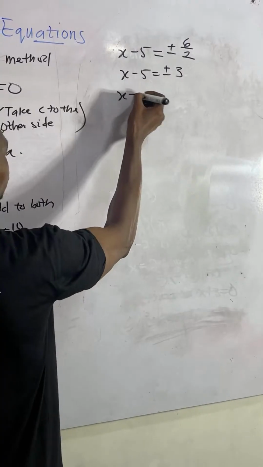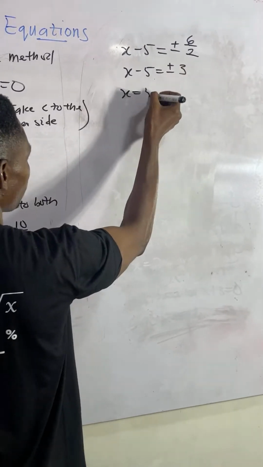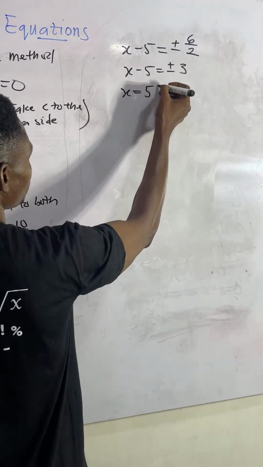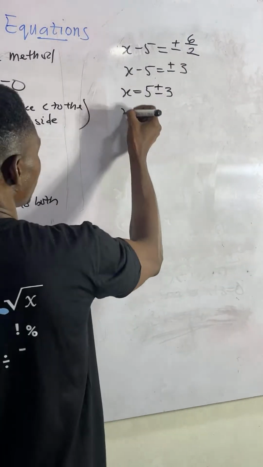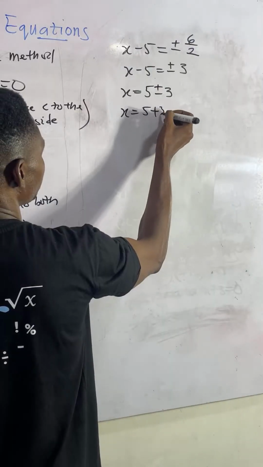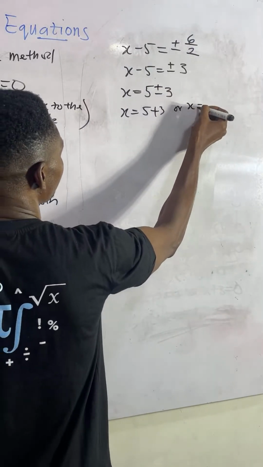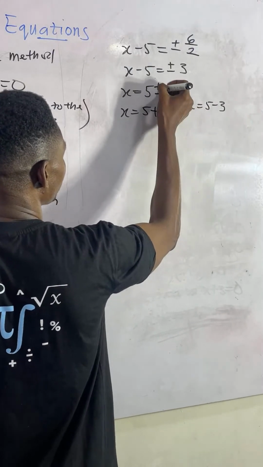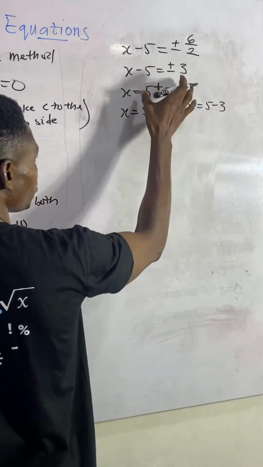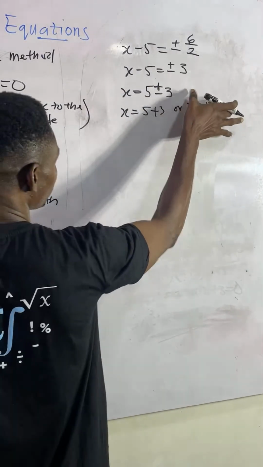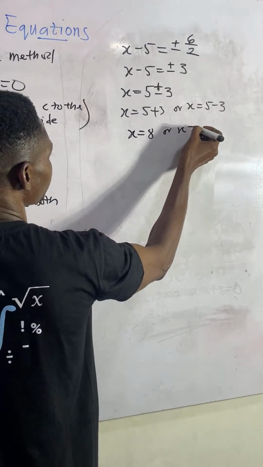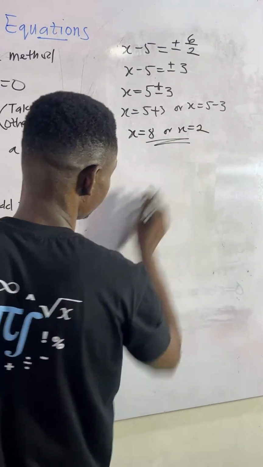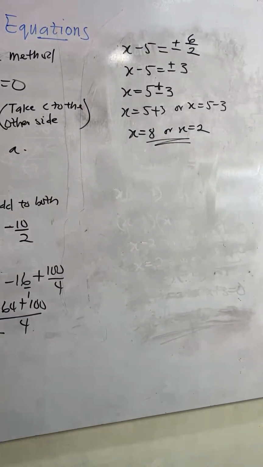So our x will now be, this minus 5 goes here, becomes positive 5. So you have 5 plus or minus 3. If you want to break it, you have x equals 5 plus 3 or x equals 5 minus 3. That's the plus or minus now. We just separated them, one for plus, one for minus. So our x will be equal to 8 or x equal to 2. So that's completing the square method.